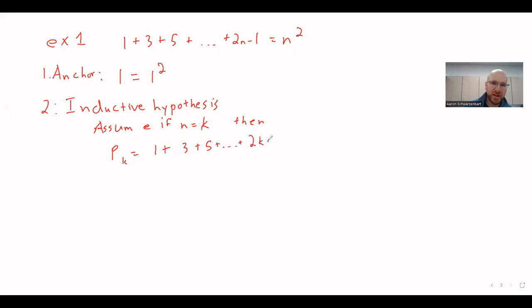So now I'm at 2k minus 1. Should probably put parentheses around that. That's its own term here. So I'm assuming my statement is true. And again, the reason I can do that is I know somewhere along the line the first one's true. So what I'm doing is proving the next one.